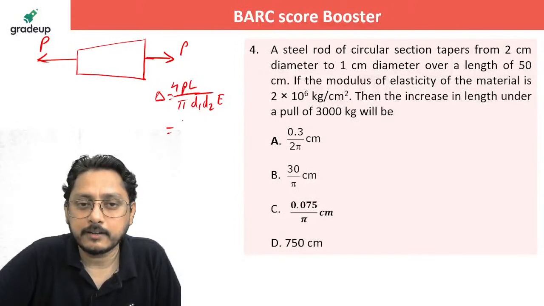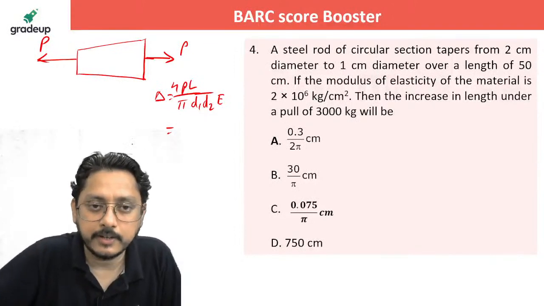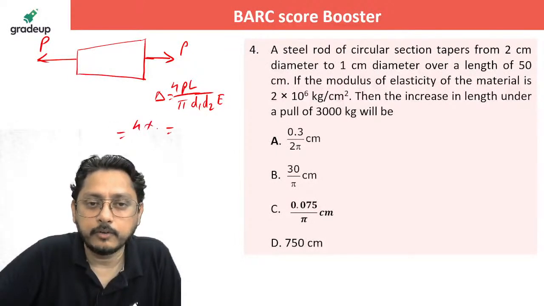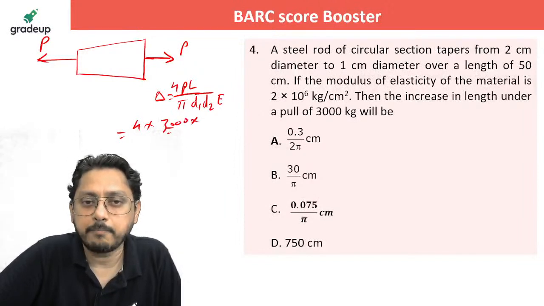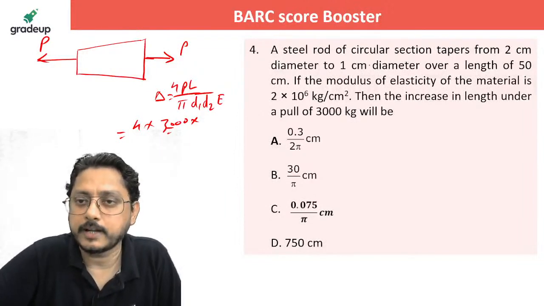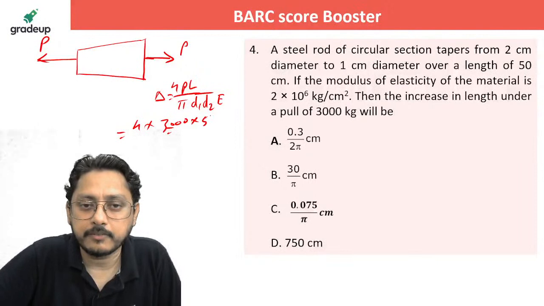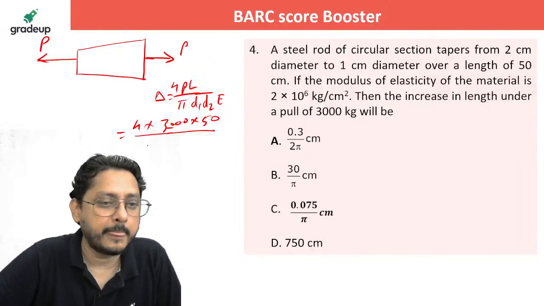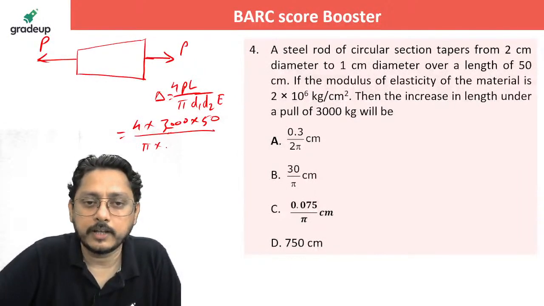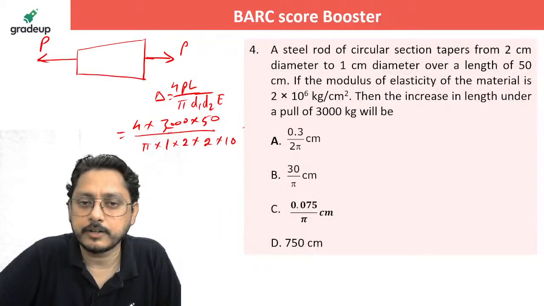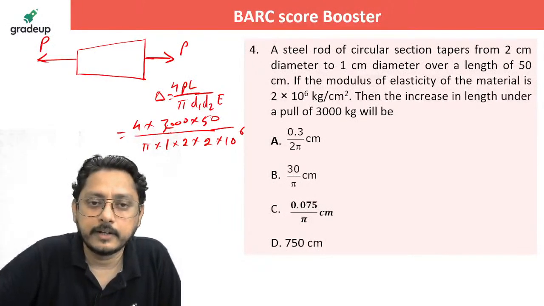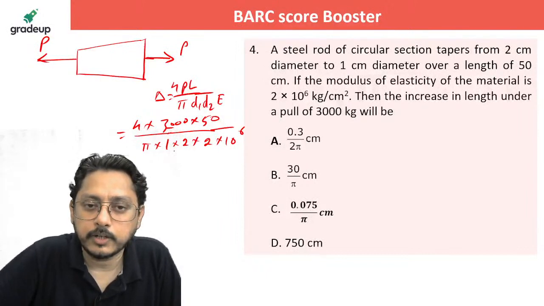Now what is that? It is given, no? Everything is given here. So 4 into P, which is 3000 here, and L is 50 centimeter, divided by pi into d1, which is 1 centimeter, times 2 centimeter, and E value is also given, that is 2 into 10 raised to 6. Just you need to calculate that, isn't it? 1 into 2 into 2. Am I correct here? I think it is correct.